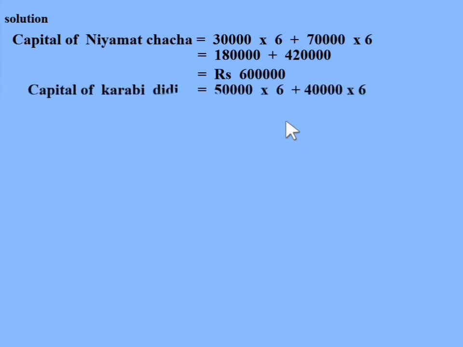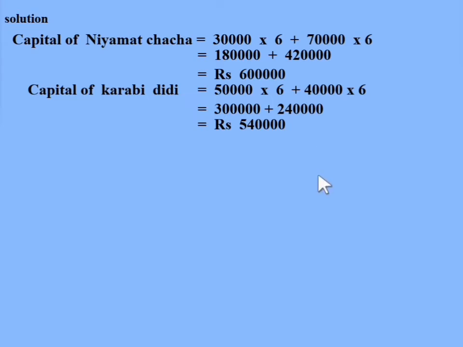Similarly, capital of Karabi Didi. Karabi Didi invested rupees 50,000 for 6 months, and after 6 months she has withdrawn rupees 10,000. So 50,000 minus 10,000 equals 40,000 for the remaining 6 months. Multiplying 50,000 by 6 we get 3 lakhs, plus multiplying 40,000 by 6 we get 2,40,000. Adding them, 5,40,000. So these are the capitals of Niyamat Chacha and Karabi Didi.